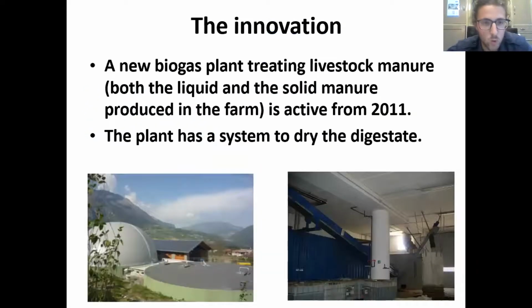In 2011, we installed a biogas plant that allowed us to improve the whole farm and the feed management. So, improve animal health, better use of natural resources, creating a circular economy.